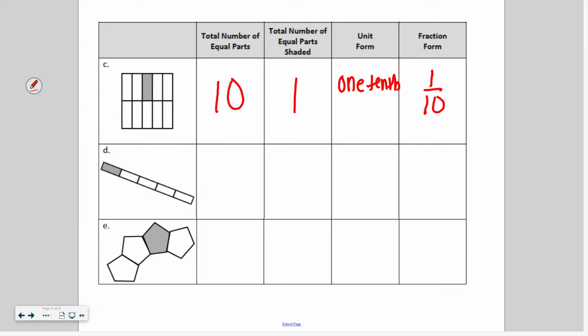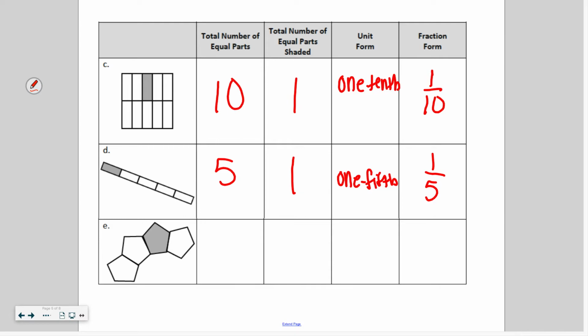So let's try this next one. Let's do it together. How many total parts do you see? 5 equal parts. And how many parts are shaded? 1. And what would we call this in unit form? Hopefully you said 1/5. That's what we call fifths. And how would we write this fraction in fraction form? 1/5.